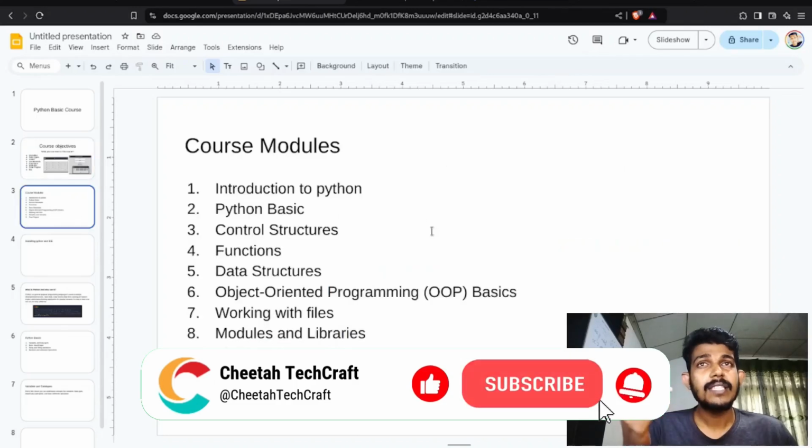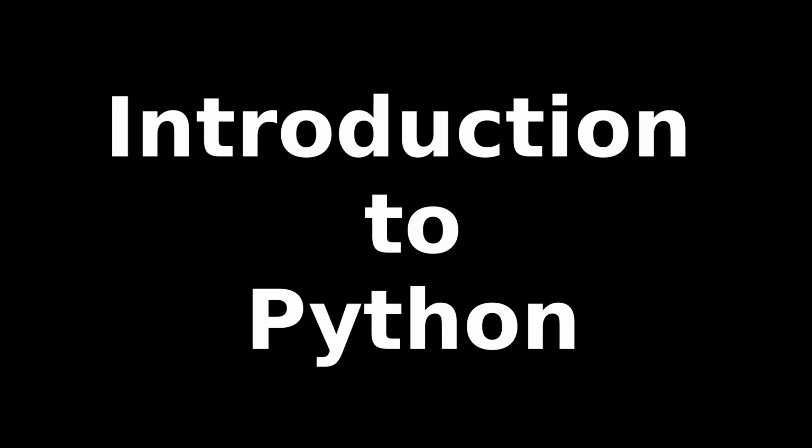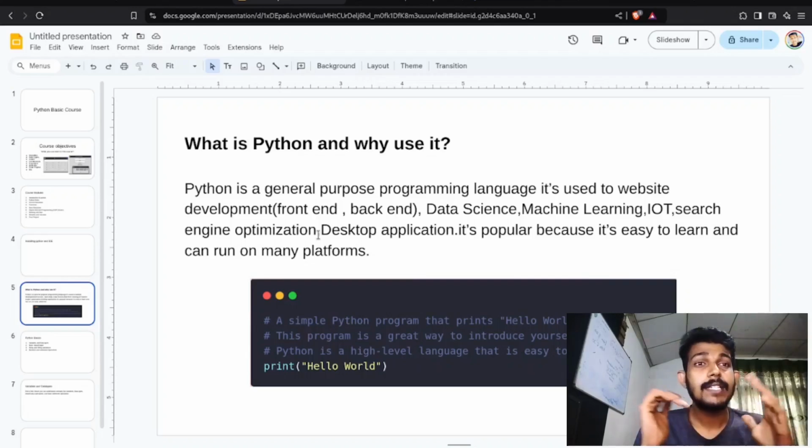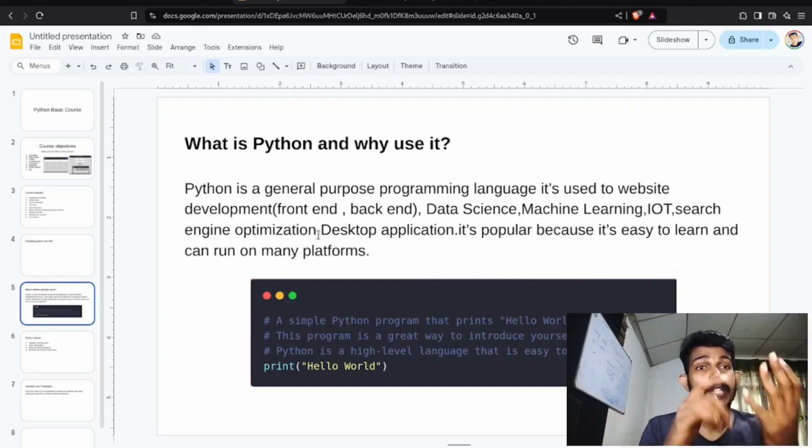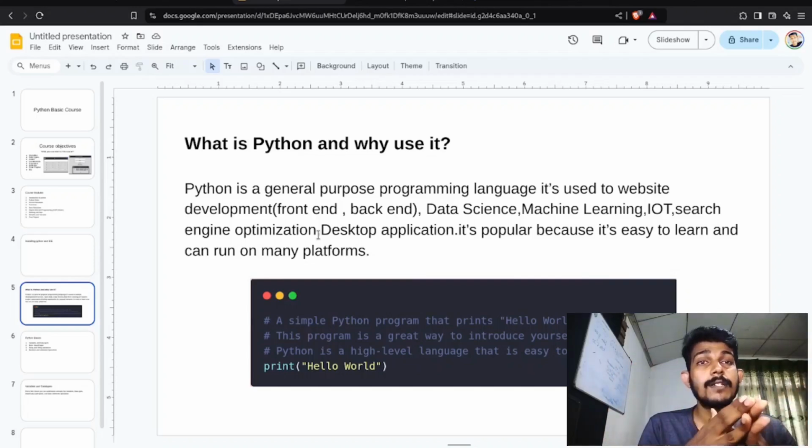So guys, let's go to our first module, Introduction to Python. So what is Python and why use it? Python is a general purpose programming language. It is used in website development, as a front end and a back end, and in data science and machine learning, Internet of Things, search engine optimization, and desktop applications. Python is very popular because it is very easy to learn, and it can run on many platforms.